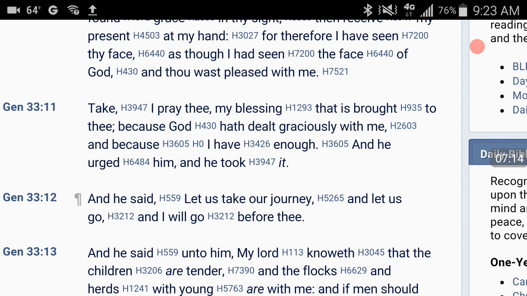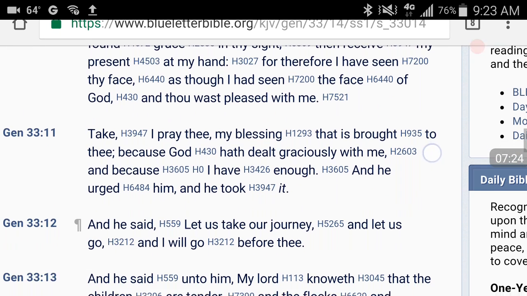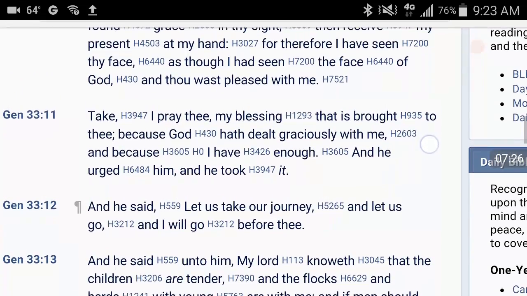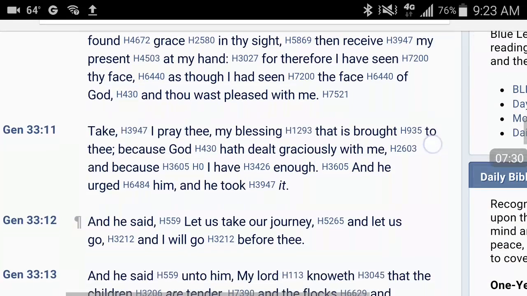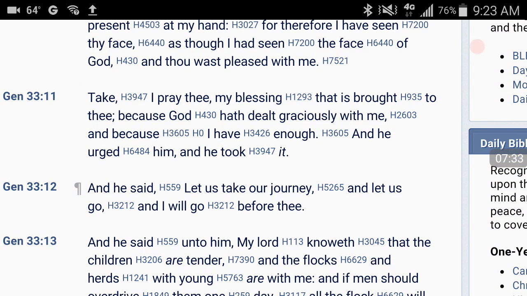Verse 11, take, I pray thee, my blessing that is brought to thee, because God has dealt graciously with me, and because I have enough. And he urged him, and he took it. Now, to be honest here, I have no idea which one. I think this is Esau telling Jacob, no, I have enough already, so you take some of my people, some of my servants, and that sort of thing. I believe that's what this is saying. Honestly, I don't know 100% because it just keeps saying he instead of putting their name there.